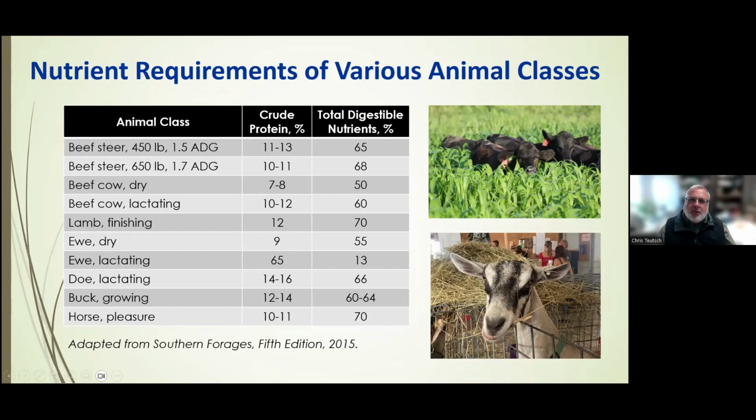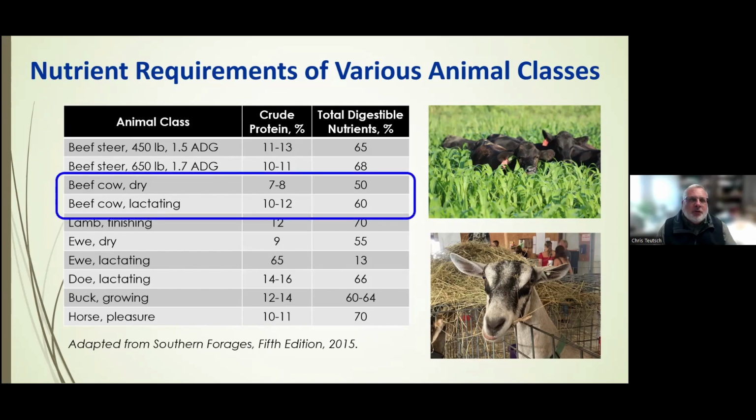If we look, for example, at crude protein, it ranges from 7% up to 13 or 14%, depending on the animal class. And same thing with total digestible nutrients. We see a range of 50 to 70%, depending on the animal class.